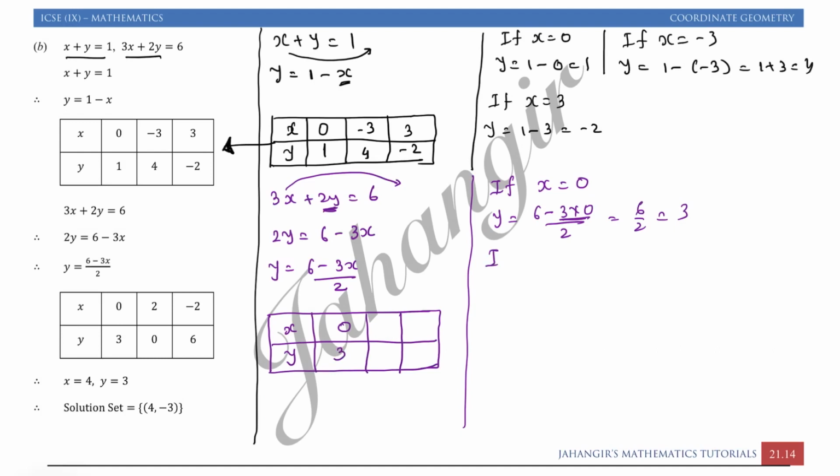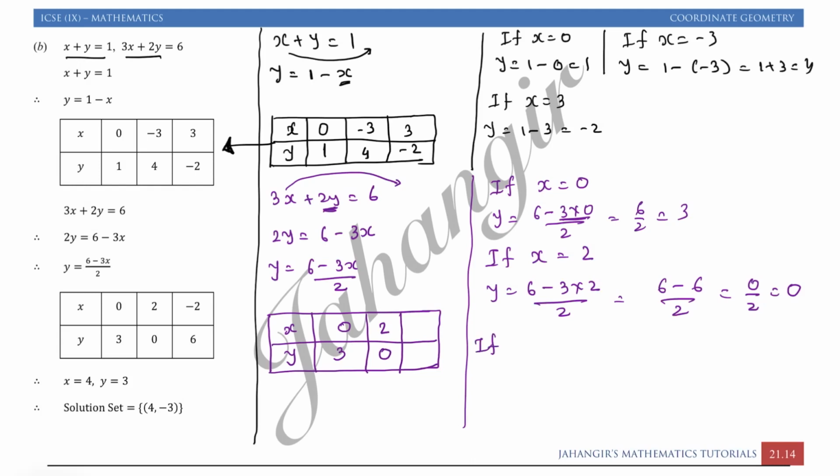Second value I can take, if x is equal to 2. So I will get y is equal to (6 minus 3 into 2) upon 2. So you get (6 minus 6) upon 2, that is 0 by 2, which is 0.